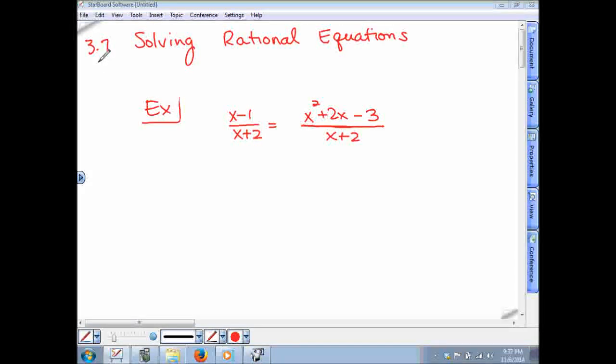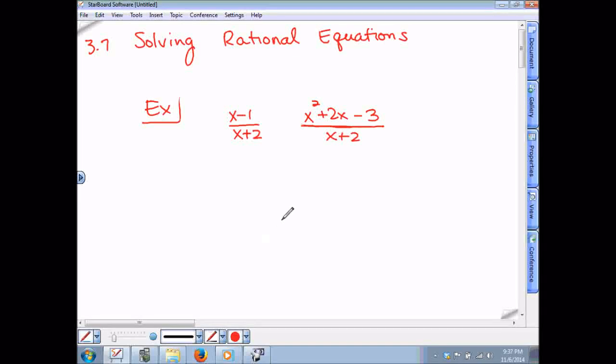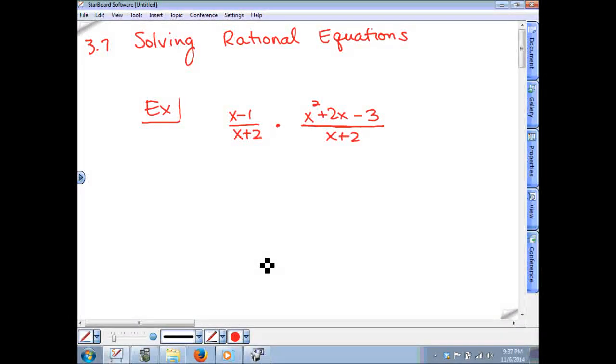Alright, this is lesson 3.7, or section 3.7. We're skipping 3.4, 3.5, and 3.6, going right over to 3.7. It's solving rational equations. Now, we've already learned in 3.1 or 3.2 or 3.3 how to multiply rational expressions together like this, or how to add two rational expressions, or subtract them. We've also learned how to divide them. So this section deals with equations where we have to solve and find out what x equals.